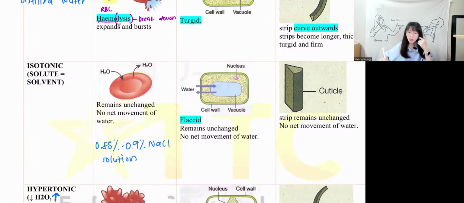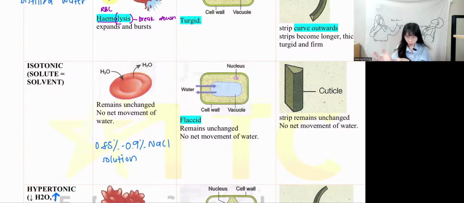The percentage has to be at 0.85 to 0.9 because this solution is the same percentage as your red blood cell. So when water diffuses in, it will not cause the red blood cell to change in any structure. Let's say the reason why you are admitted to hospital is maybe that you have dengue, you have diarrhea, or maybe you have dehydration.